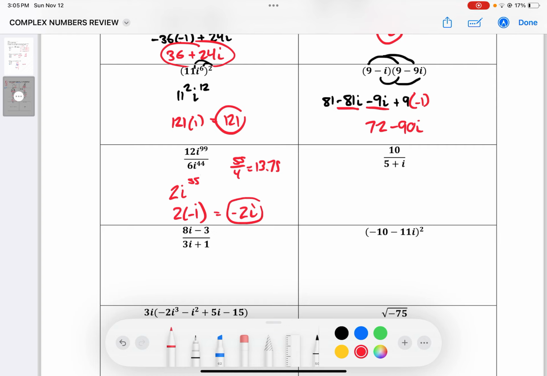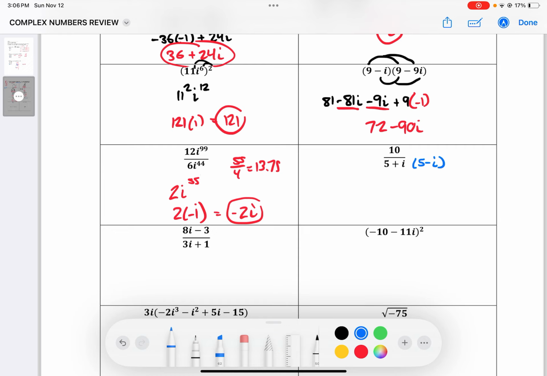Moving on to 10 divided by 5 plus i. What is keeping this from being fully simplified is the fact that there is an imaginary number in its denominator. So for this, we have to use our conjugate to take care of it. Remember, the conjugate is you keep the first number and you flip the sign of the second number. So the conjugate of 5 plus i would be 5 minus i. And in doing that, you will cancel out imaginary numbers in the denominator.